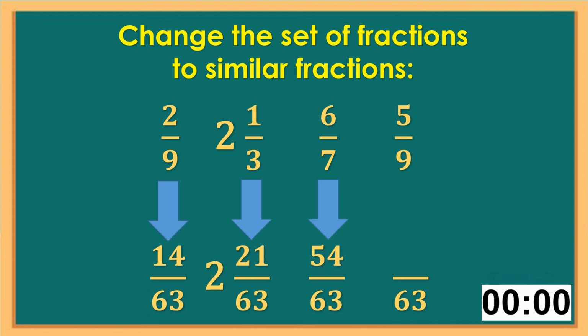For 6/7, 54/63. And for 5/9, 35/63. Did you get all the common factors following the divisibility rules? Very good.